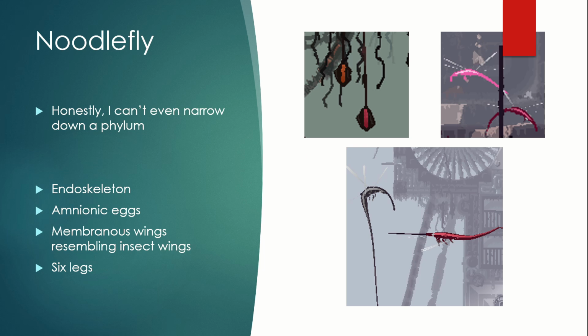Alright, next up is the Noodle Fly. Honestly, I can't even narrow down on a phylum for these things. They are super weird. They don't have an exoskeleton. They have amniotic eggs for some reason, but they have 4 membranous wings that resemble insect wings, and 6 legs, which is a very insectoid characteristic. Functionally, they have so many characteristics from so many groups that it's really impossible to narrow them down to any particular group.